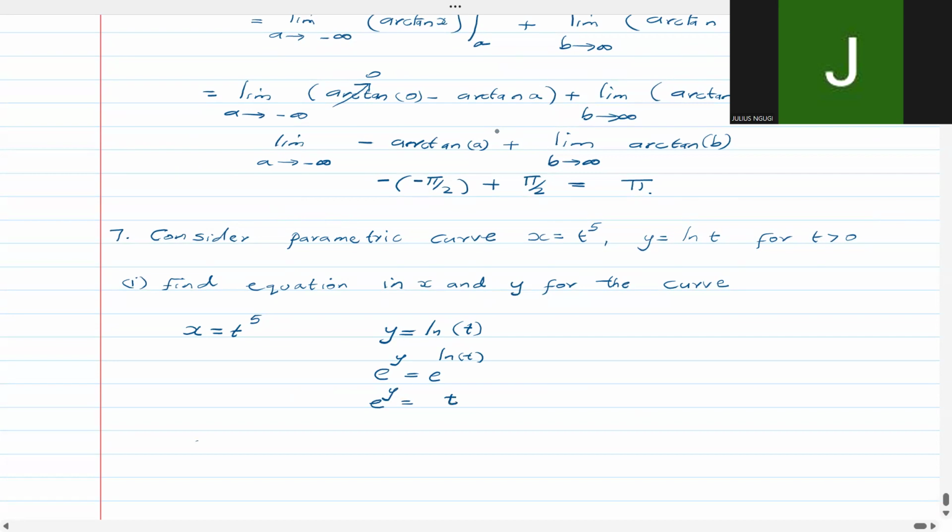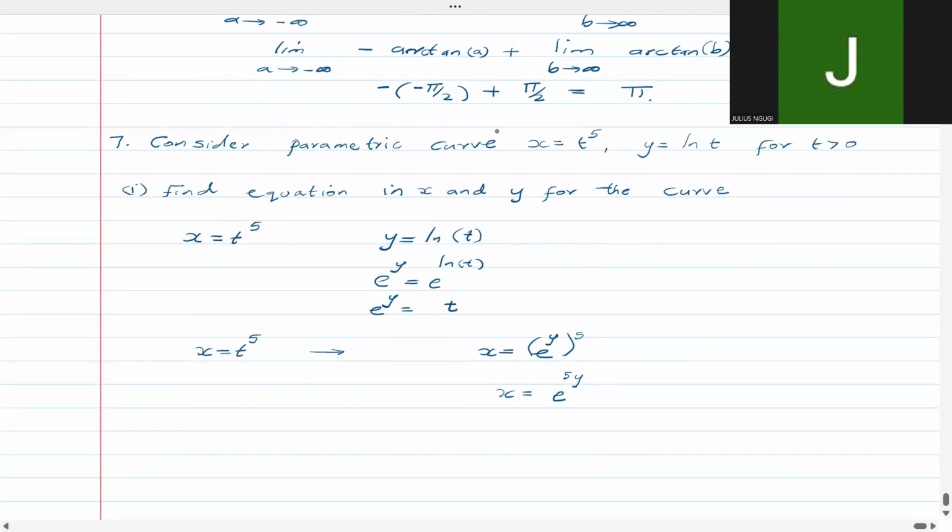Then we have x equals t to the power of 5. So where we have t, we substitute with exponential power y, and then power 5. We have x equals exponential power y, then times 5. By the properties of the indices, this is 5 times y. So we can leave it in terms of that, or we can get y by introducing natural log on both sides.